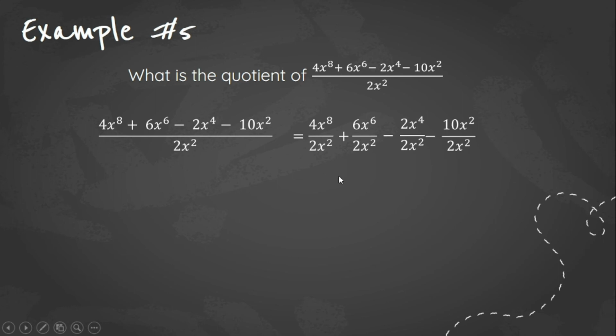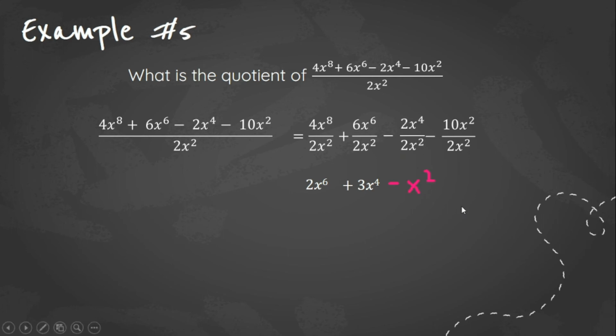So, what is 4x raised to 8 divided by 2x squared? 4 divided by 2, that is 2. And then 8 minus 2, that is 6. Okay? Quotient law of exponents, don't forget. Let's have the next. Positive 6 divided by 2 gives us 3. And then x raised to 6 over x raised to 2, 6 minus 2, that is 4. Next, negative 2 divided by 2, that's 1, which we don't need to write.